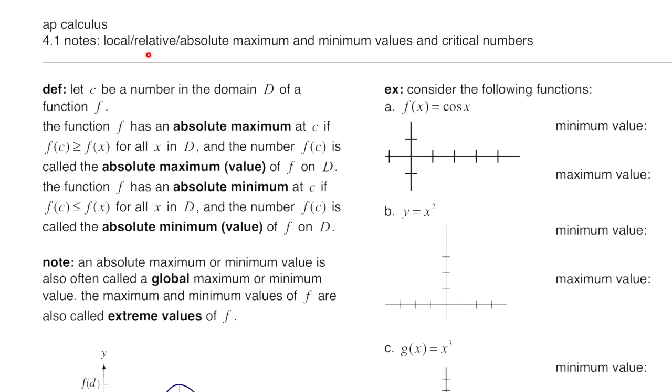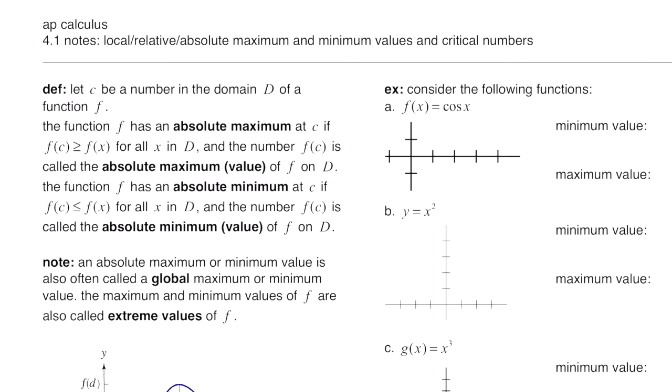In this lesson, we're going to talk about local or relative, and also absolute, maximum and minimum values, and then finally critical numbers. For our first definition, it says let c be a number in the domain D of a function f. The function f has an absolute maximum at c if f of c is greater or equal to f of x for all x that are in the domain D, and the number f of c is called the absolute maximum value of f on D.